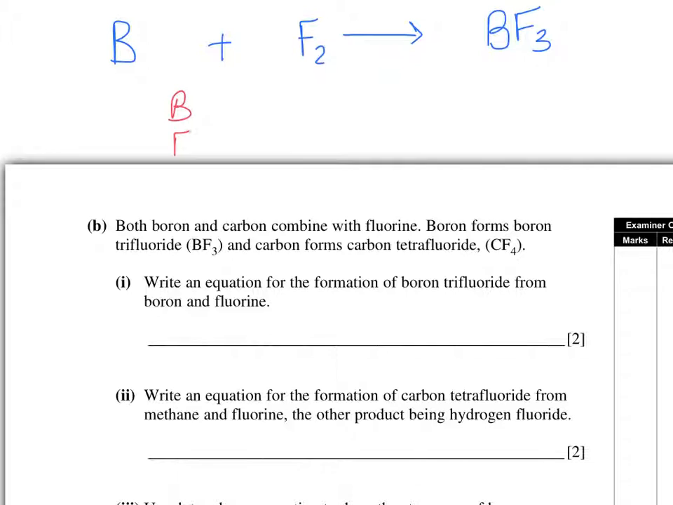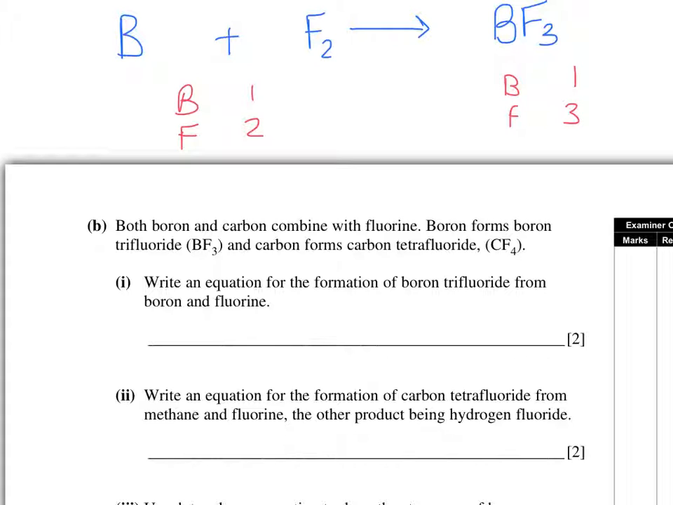So we list the elements that we have on the left hand side, and then we write them in the same order on the right hand side. So we've got 1 boron and 2 fluorines on the left hand side, 1 boron and 3 fluorines on the right hand side. To balance the fluorines, we could go up step by step by putting 2 in front of the fluorine, and so on, but we can see that we've got 2 on the left hand side and 3 on the right hand side, and so we can fix that by putting a 3 in front of the fluorine here.